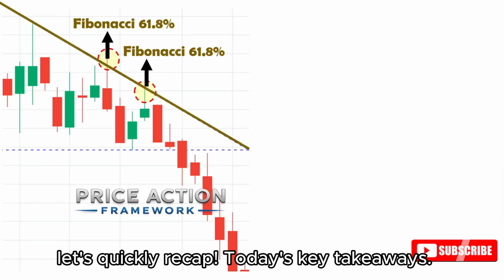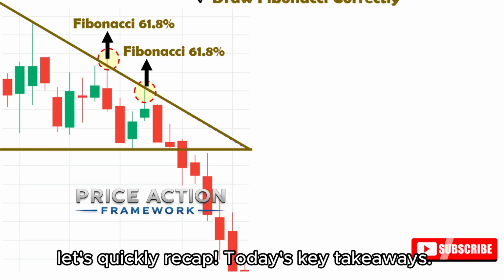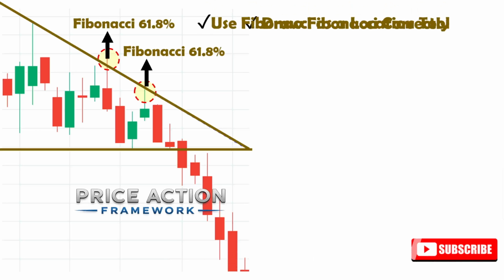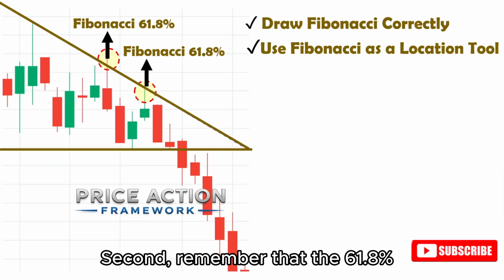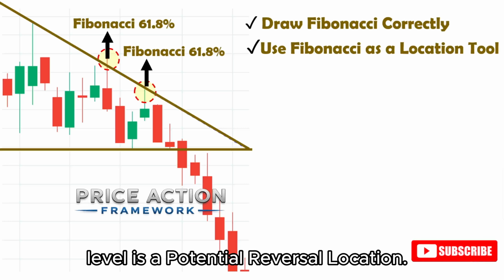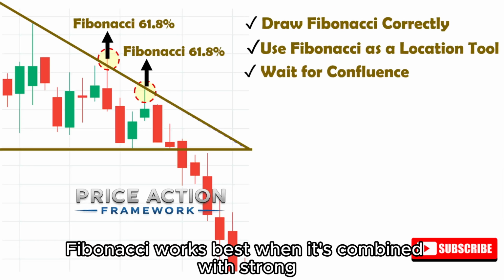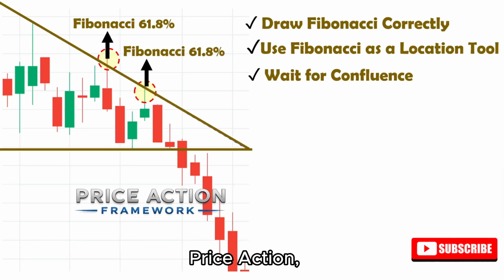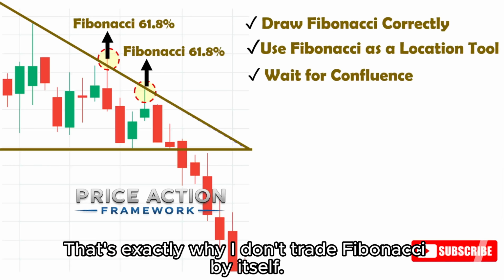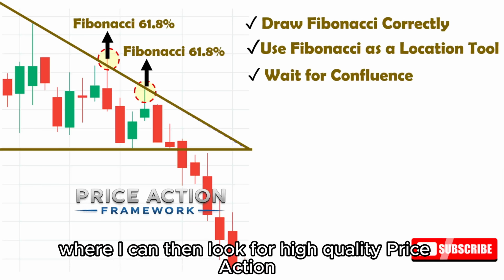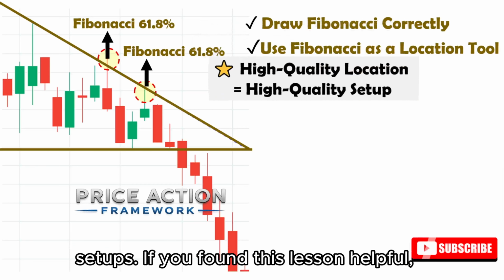Before we wrap up, let's quickly recap today's key takeaways. First, always draw Fibonacci on the most recent completed swing. Second, remember that the 61.8% level is a potential reversal location, not a buy or sell signal. And finally, Fibonacci works best when it's combined with strong price action and technical confluence. That's exactly why I don't trade Fibonacci by itself. I use it to identify high-quality locations where I can then look for high-quality price action setups.